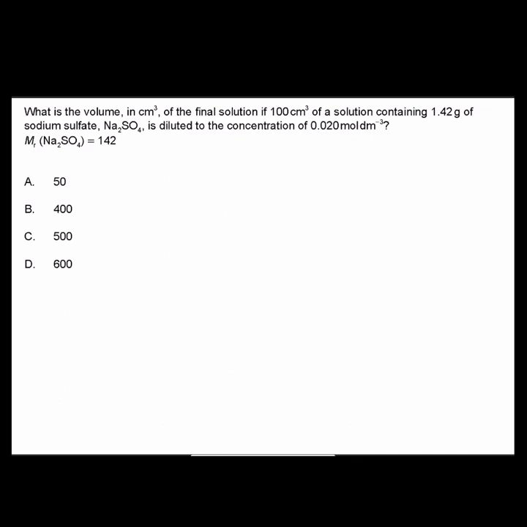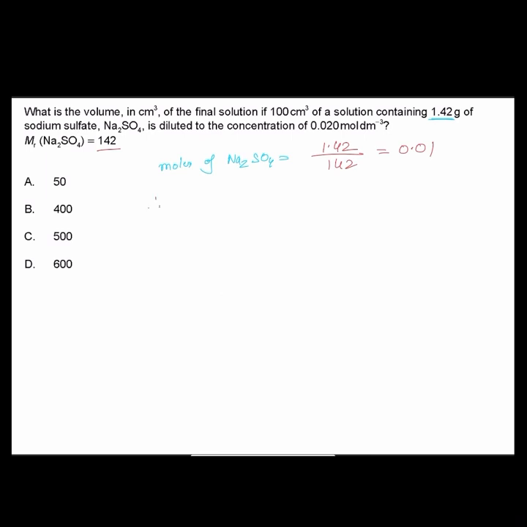In this question, we have to find the volume of the final solution if 100 centimeter cube of a solution is diluted to a concentration of 0.2 mole per dm cube. First, you have to find the moles of 1.42 grams of sodium sulfate, Na2SO4. This is basically your given mass divided by the molar mass, which is 142, that is 0.01. That is the moles of Na2SO4.